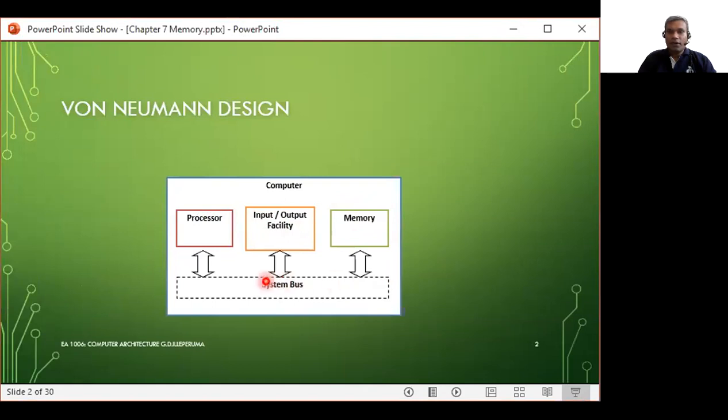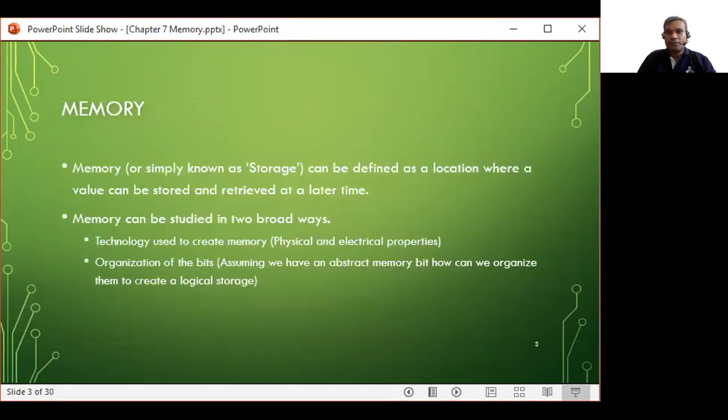In addition, you have a system bus which connects all these components together and allows them to communicate with each other. That day we learned about the computer processor. Today we are going to learn about the computer memory, another very important part in the computer architecture. So memory, or in other words known as the storage, is a way to store information. You can write some value to the memory and you can read it back later.